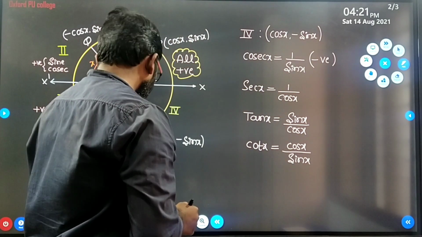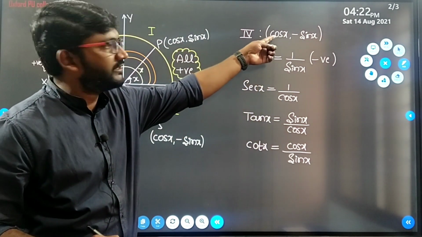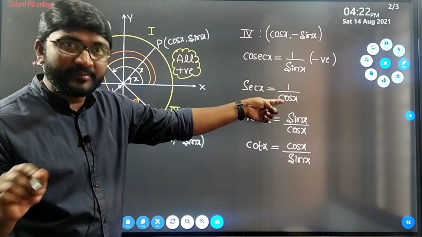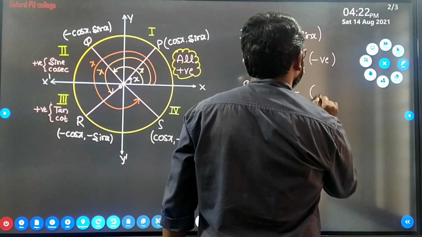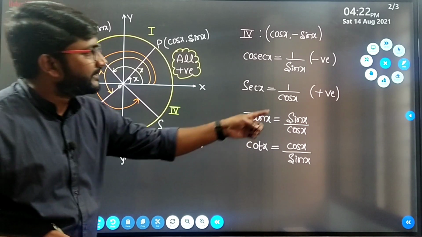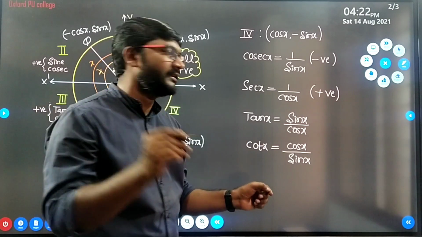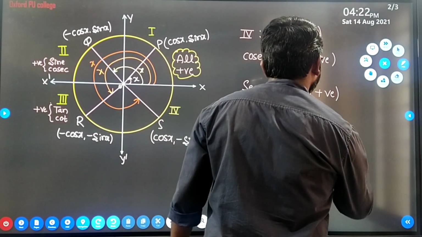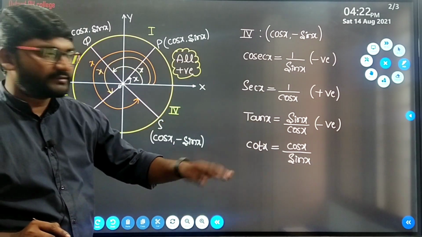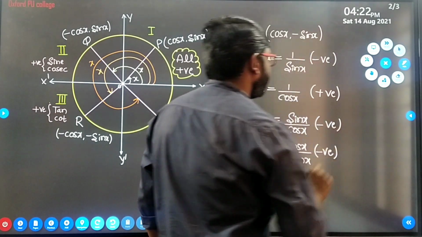Then now straight away go to secant x. Secant x equals 1 by cos x. Cos x is positive here in the fourth quadrant because it is the x coordinate. So cos x is positive, which implies secant x is positive. Then I will take tan x, which is sin x by cos x. Sin x is negative whereas cos x is positive. Minus by plus it is minus, so tan x is going to be negative. Then cot x, cos x by sin x. Plus by minus, positive by negative it will be negative. So this is going to be negative in the fourth quadrant.